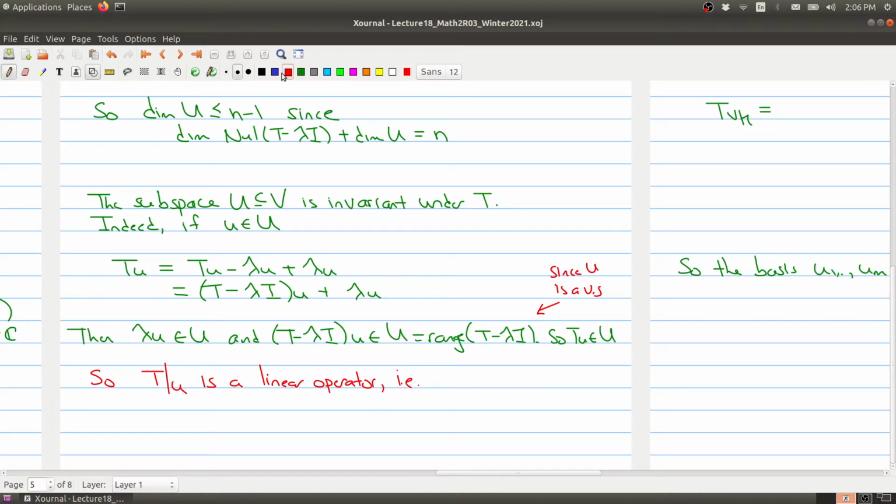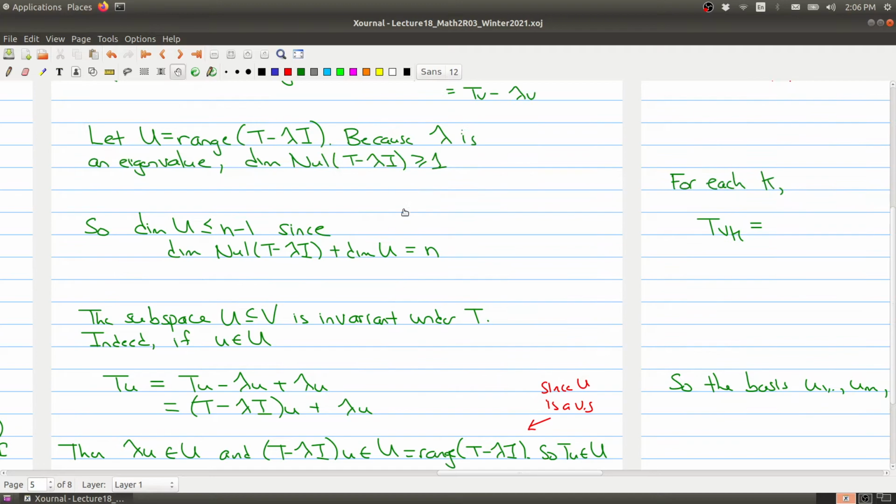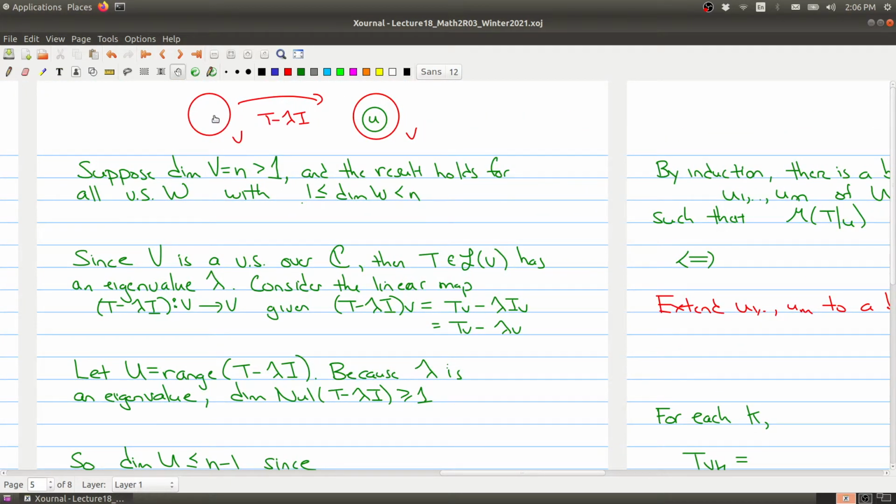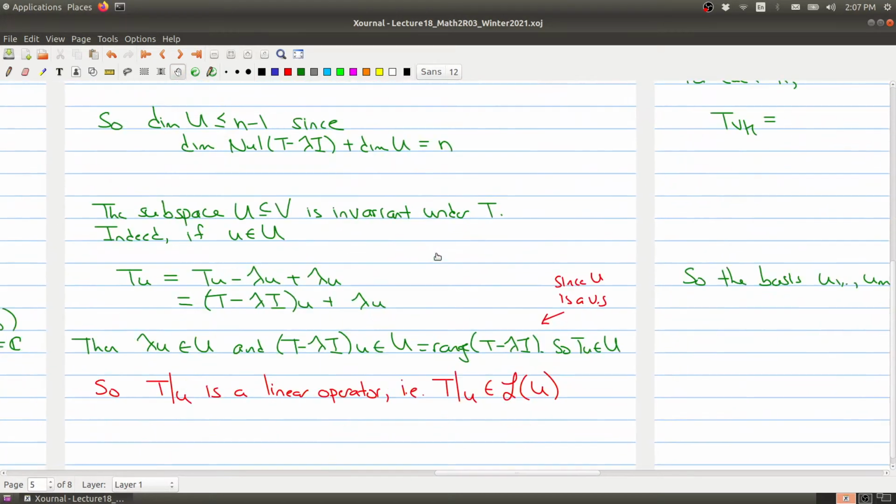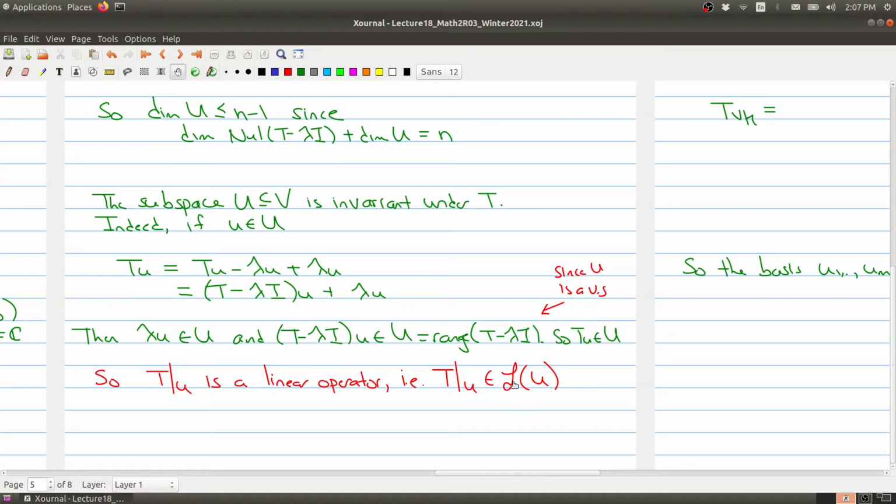Okay, i.e., we can look at the map T going from, sorry, let me rephrase that, and say that T restricted to U is a linear operator on U. So in terms of the picture here, you want to think of U sitting over on this side as well. So if we take the map T going between V and V and we restrict it to U, it would take U to inside of U. That's what's happening there.